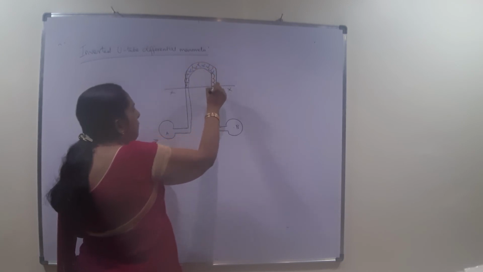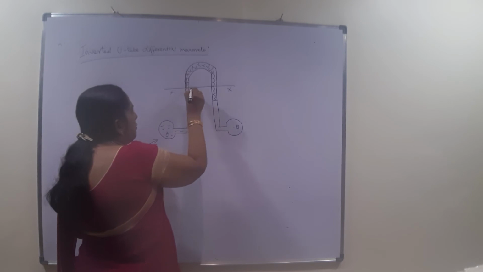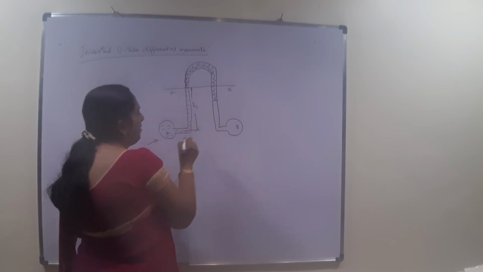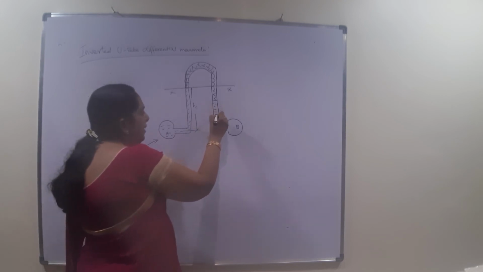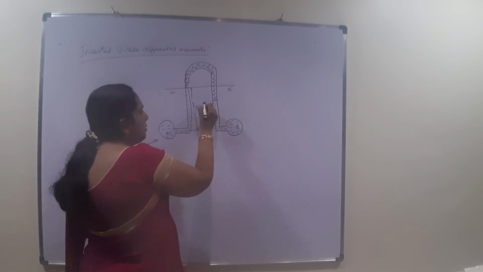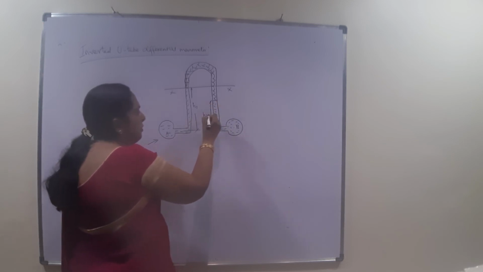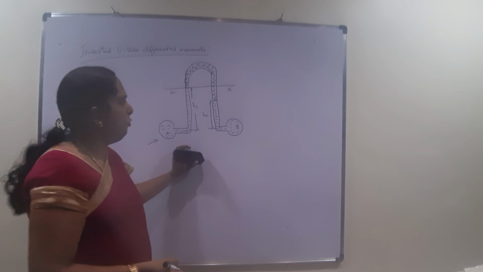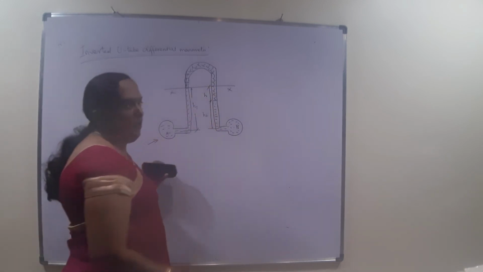So this is your mercury. Now we have two liquids here. One is in the pipe A. Let this height be H1, from the center of the pipe. And similarly here, the next liquid is in the pipe B. Let this height be H2. So we have given H1 and H2. And what is this height? This is H, the height of your mercury.